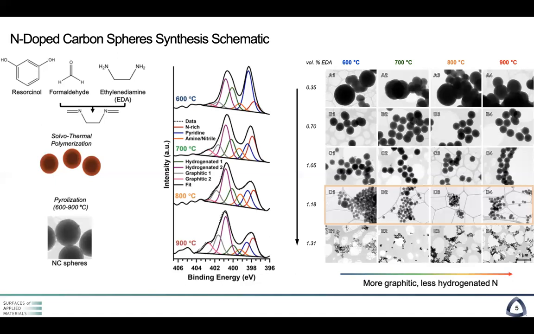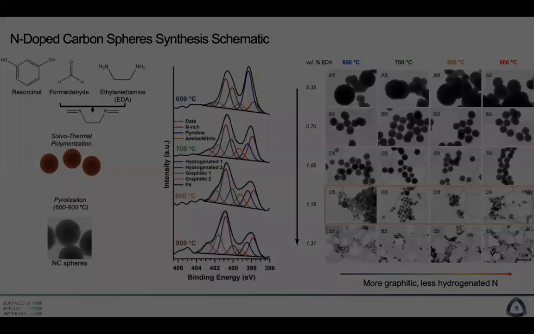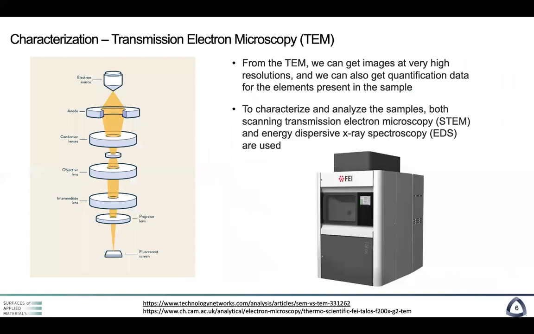We made these materials, but once we made these materials, we had to find a way to consistently characterize these materials. And that is what leads us to our next slide, which is TEM. And this is what we use for our characterization. TEM is transmission electron microscopy. Using TEM, we can get images at very high resolutions. We can also get quantification data for the elements that are present in our sample.